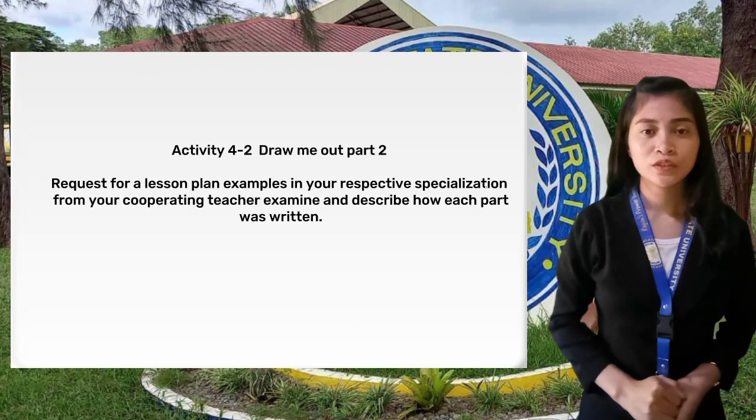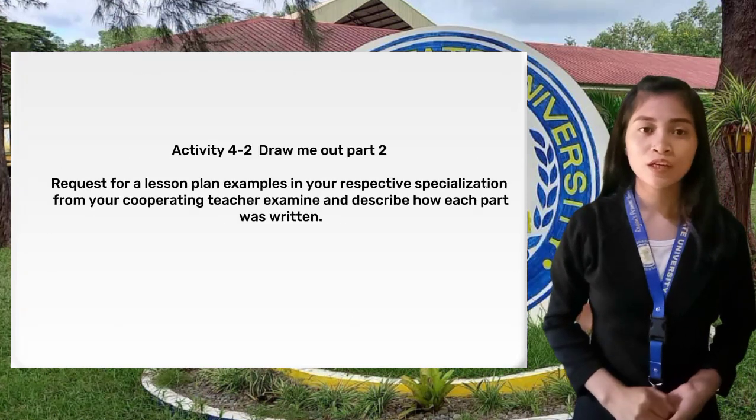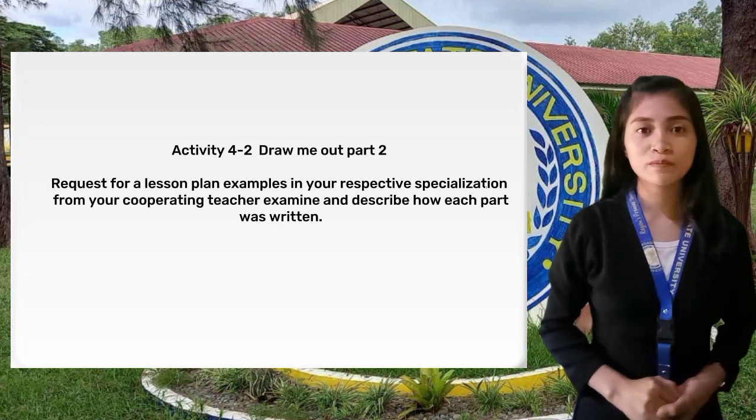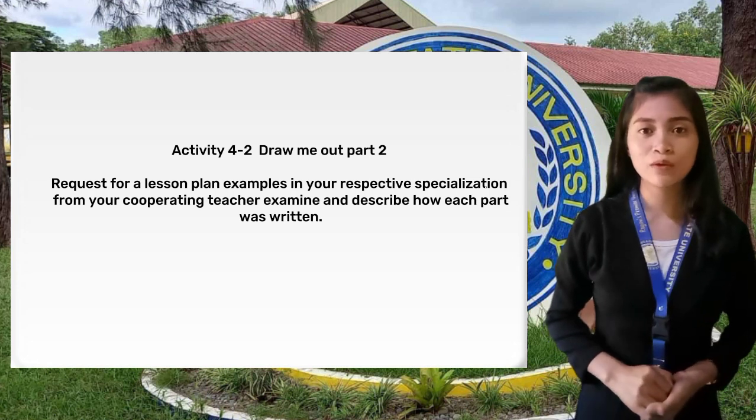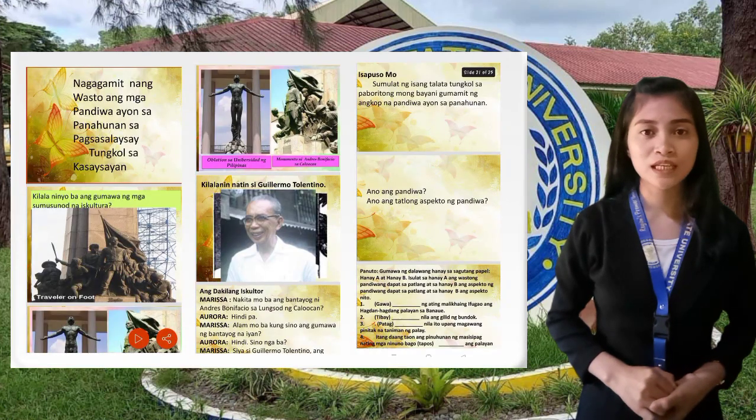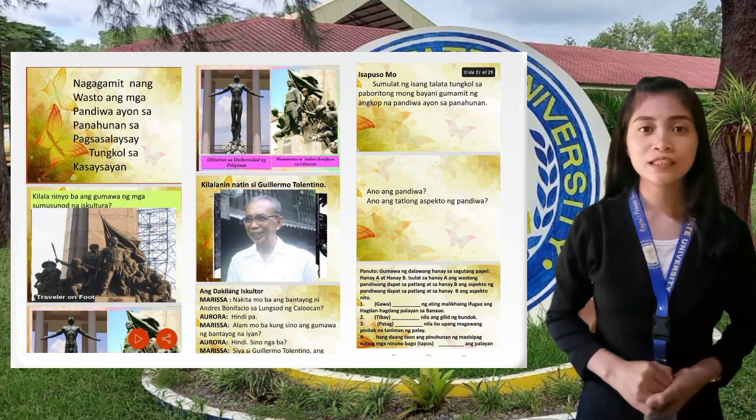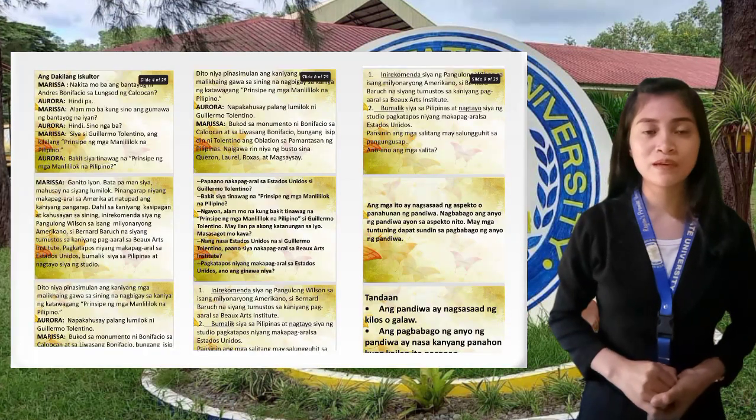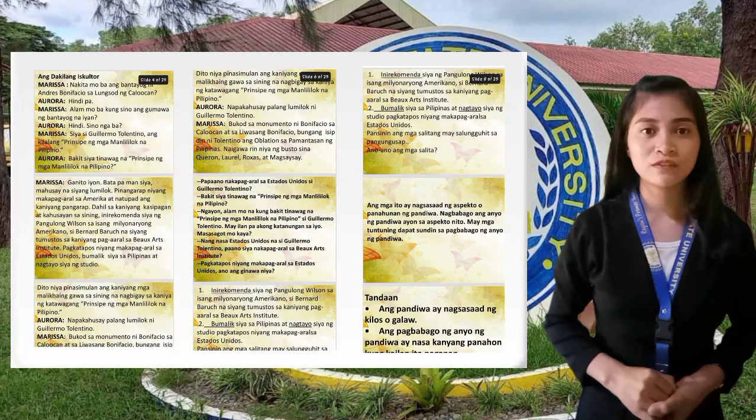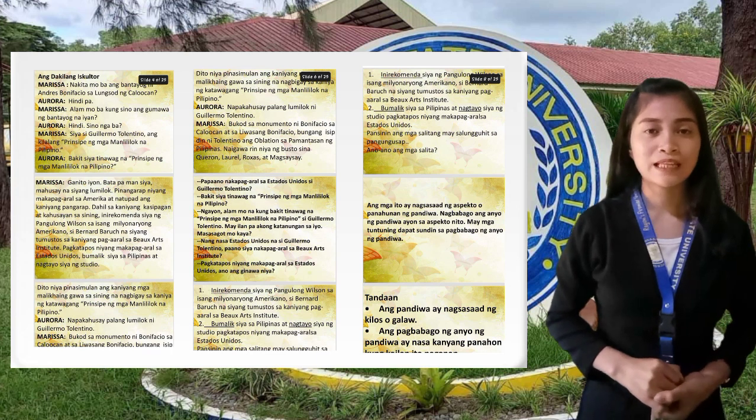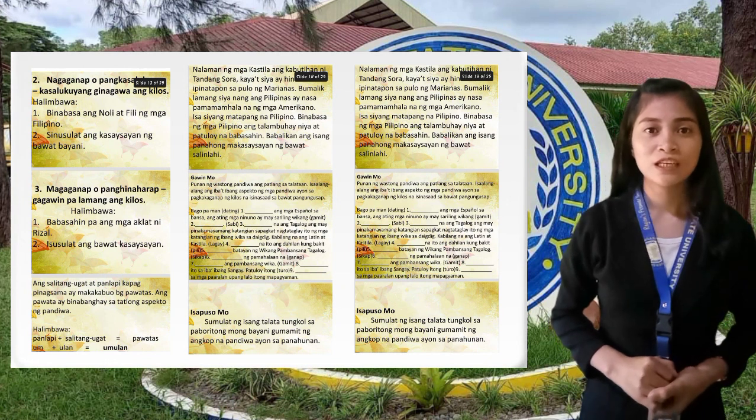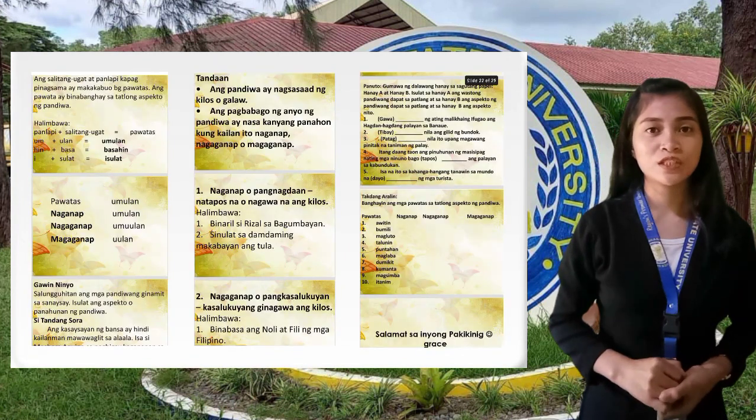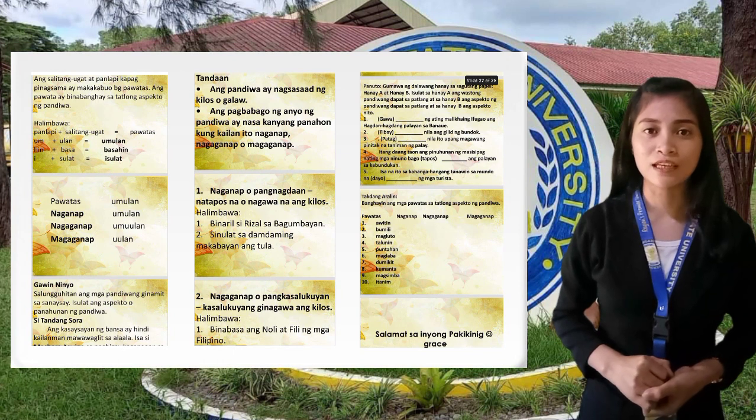Activity 4.2, Draw Me Out Part 2. Request for lesson plan examples in your respective specialization from your cooperating teacher. Examine and describe how each part was written. Our cooperating teacher's lesson plan that we discussed during our observation is the detailed lesson plan. She has a lot of motivation that will catch the attention of the students, and the detailed lesson plan has a teacher's activity and student's activity. They interact with each other, and the lesson plan that the teacher uses is well organized and a very interesting lesson.